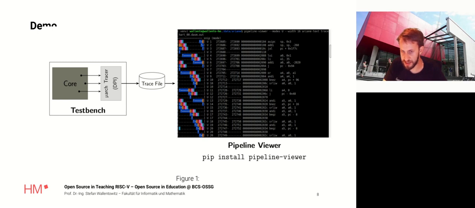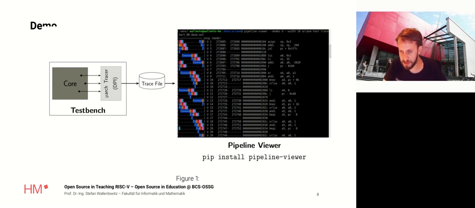You can see how the instructions traverse the pipeline stages, in this case in a five-stage pipeline: fetch, decode, issue, execute, and retire. And you can see over time, so time is wrapping around every 10 cycles. So you have to read it from left to right.